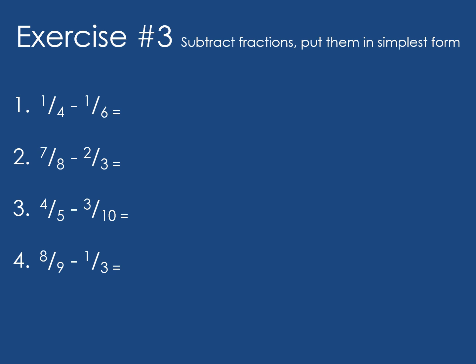Number 1, 1/4 minus 1/6. Let's try to solve this one. 1/4, write in column. 1/4 minus 1/6. Okay, the same process. You have to get now the multiples of 4 and 6.